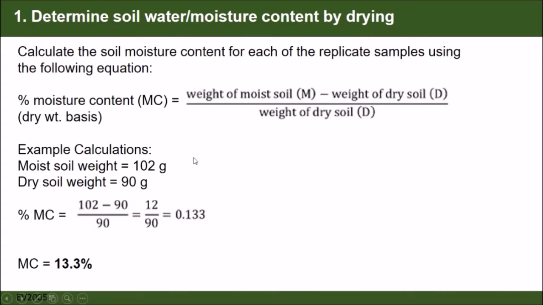So let's say you determined a weight of 102 grams for the moist soil sample. Then you put it in the oven, dry it, weigh it, and you determine 90 grams. The weight obviously decreased because the water is gone. Then you calculate the moisture content in percent: 102 minus 90, divided by 90, gives 0.133, which means you get a moisture content of 13.3%. This is a good result, and you can use that for discussions.